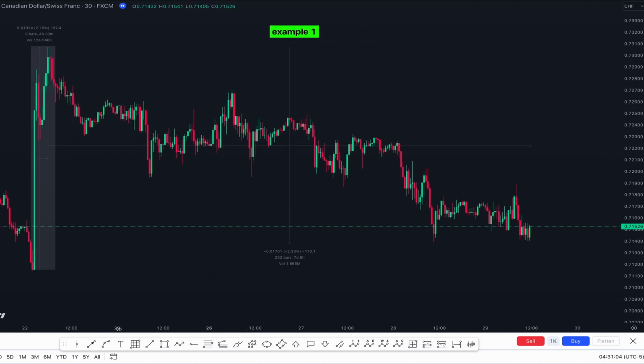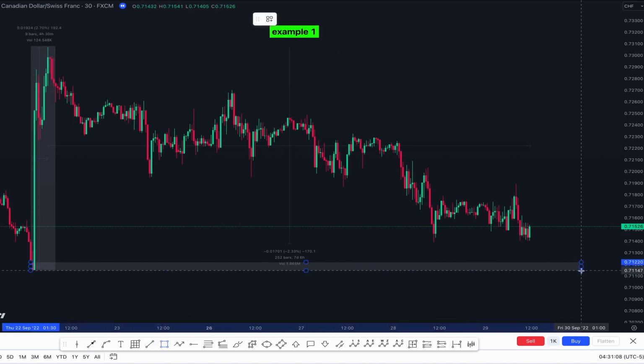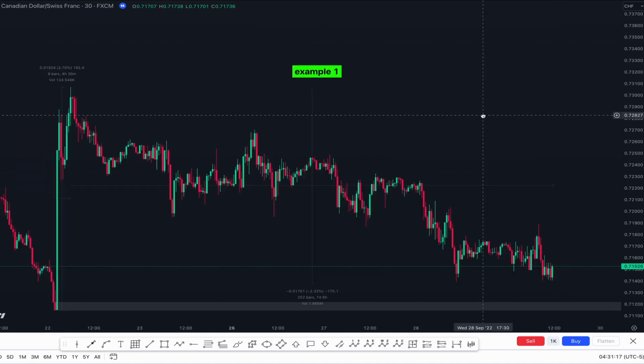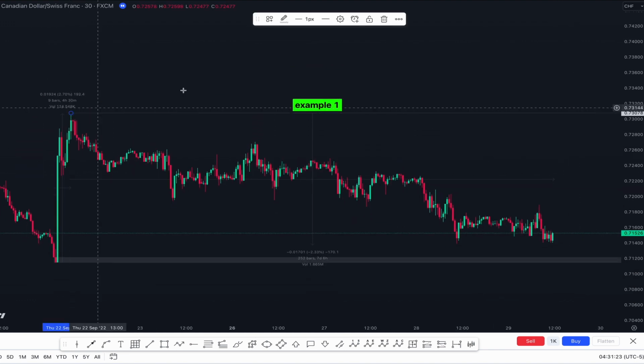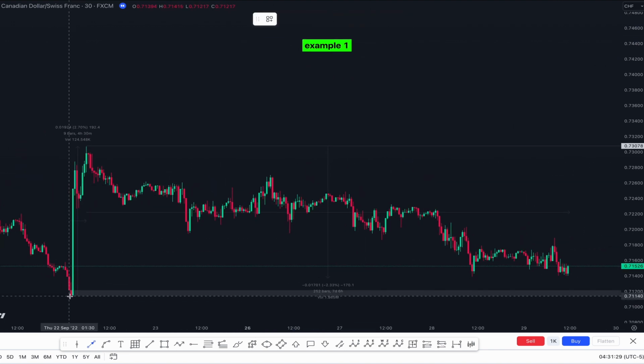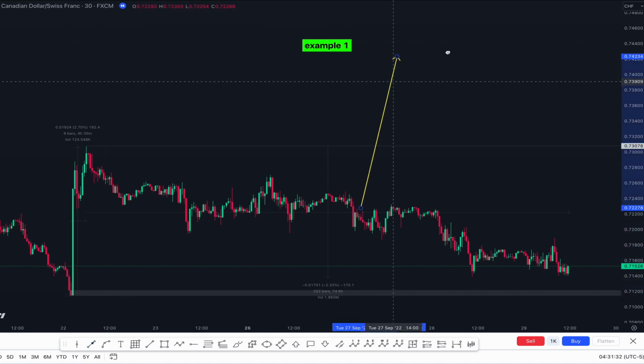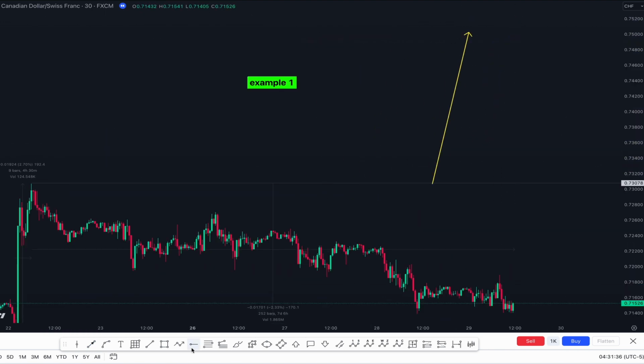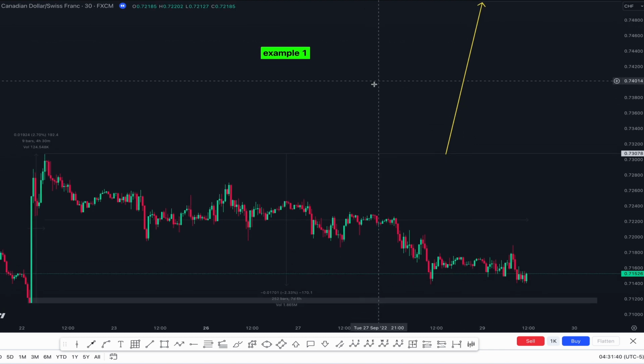So from here, you have to mark up your demand zone like this. We have a demand zone like this one, and then let's mark our high like this. You can see that we have this thing here for take profit levels. This is your take profit here, but our first take profit will be at this previous high here.